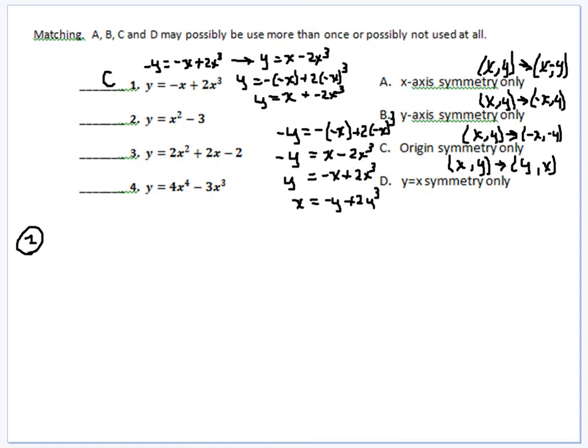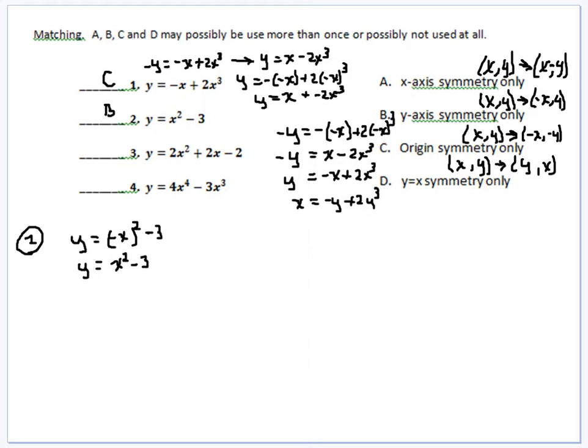Here's number 2. I'll just tell you that number 2 ended up to be just b, and I'll just do the one that actually does work. So number 2, you exchange the x's. So we got negative x all squared minus 3. And sure enough, 2 negatives turn it back to positive, and it's the same thing.